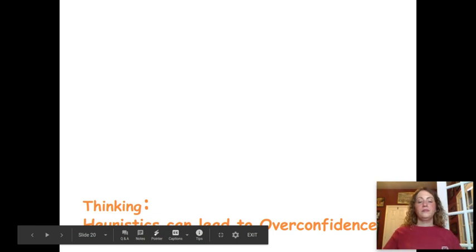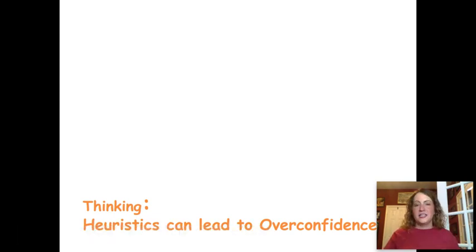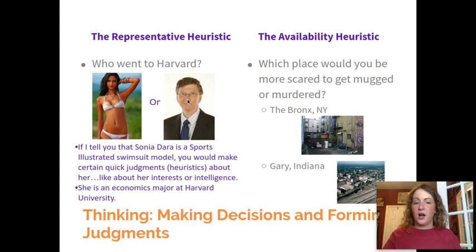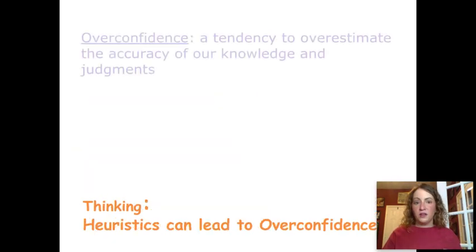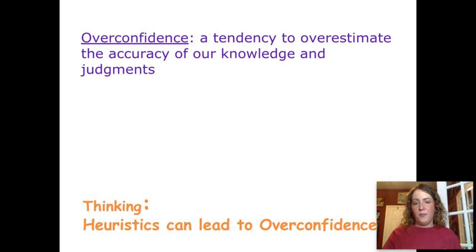Okay. The problem with heuristics is it leads to overconfidence. Most of the time, people would be really confident in their answer that he's the guy that went to Harvard. People are probably really going to be confident in, yeah, the Bronx is probably sketchy. And when you're overconfident, you tend to make mistakes about your knowledge, about the accuracy of your judgments. You think you're more right when you might be wrong.